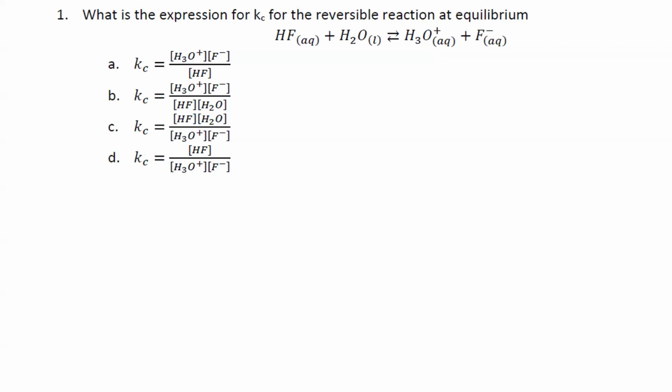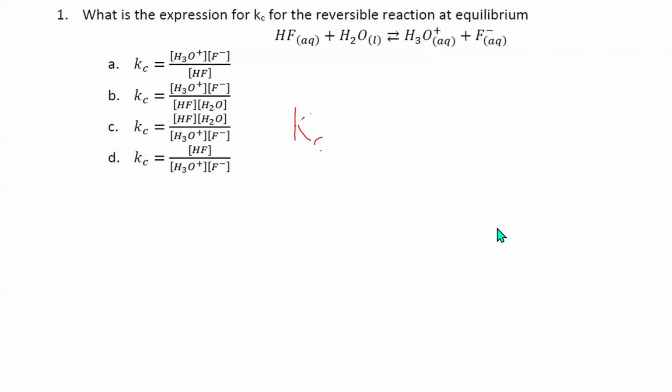So today we are going to look at how to solve some questions in physical chemistry. So we are starting with this question. The question says, what is the expression for Kc for the reversible reaction at equilibrium? So Kc stands for equilibrium constant, and we have a way of writing Kc. For you to write a Kc, it is usually like this.